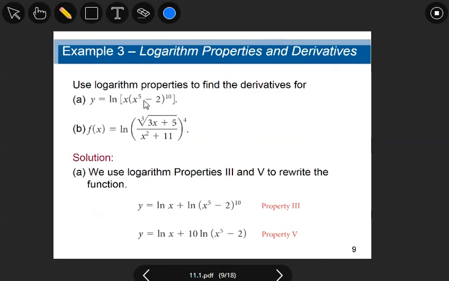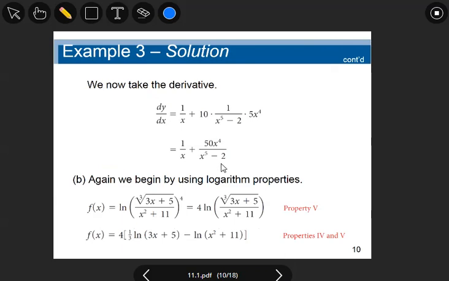Now let's move to our problem. Use logarithmic properties to find the derivative of the given function. First, if you look carefully, you can think this is your m and this is n. So you can write this product as a summation: ln x plus ln of (x to the power 5 minus 2) to the power 10. Again, because this is a power, you can take it in front of this term, so it is 10 times ln of (x to the power 5 minus 2). Then take the derivative of both terms. Now it is easy, so we can obtain 1 over x plus the derivative of the second term, and this is your final answer.